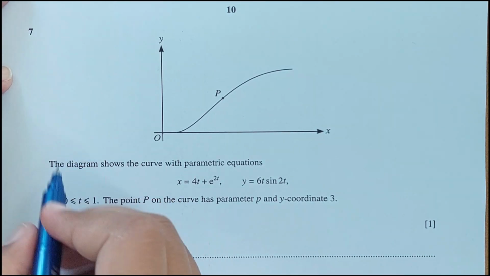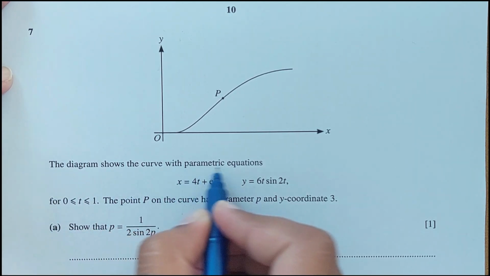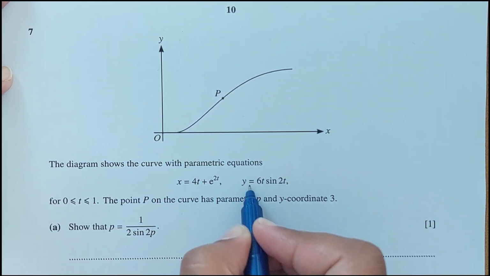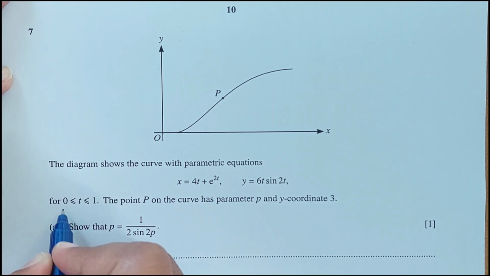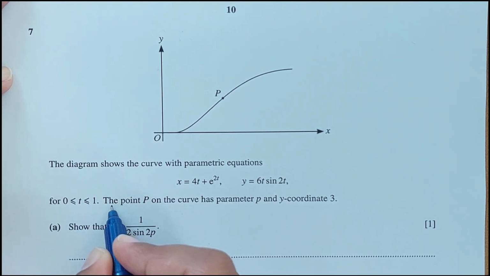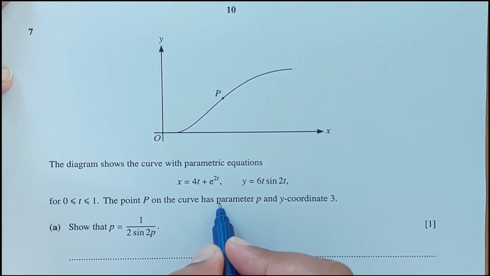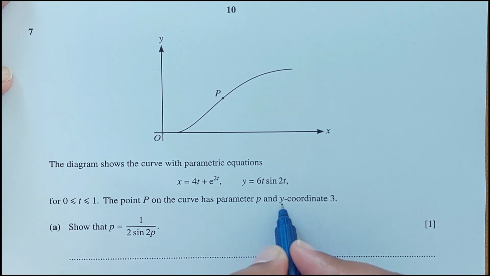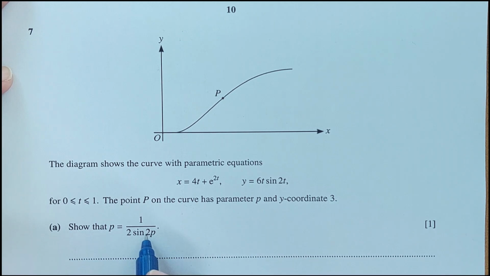Number 7, the diagram shows the curve with parametric equations x in terms of t and y in terms of t, for t values between 0 and 1. The point P on the curve has parameter p and y coordinate 3. Part A, show that p equals 1 over 2 sine 2p.